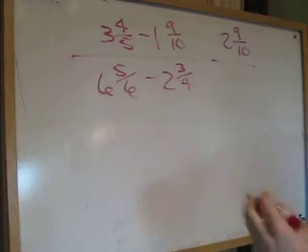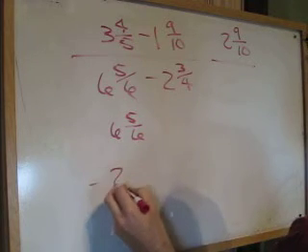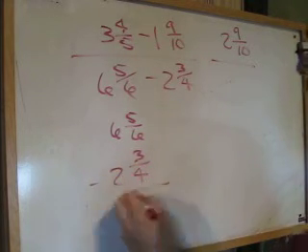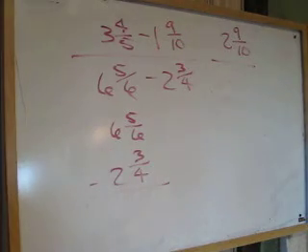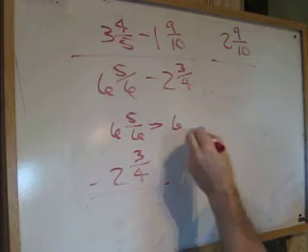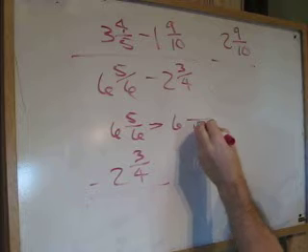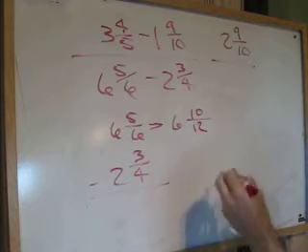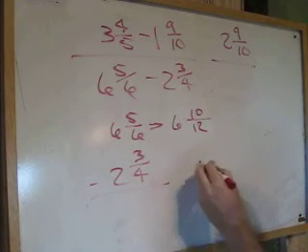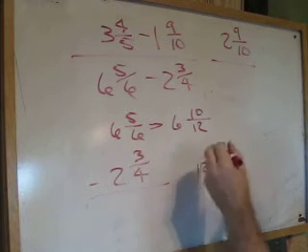Now we go to the bottom. 6 and 5/6 minus 2 and 3/4. So in this case, we have to, again, find common denominators. 6, common denominator is 12. 6 times 2 is 12, so 5 times 2 is 10. 4 times 3 is 12, so 3 times 3 is 9.